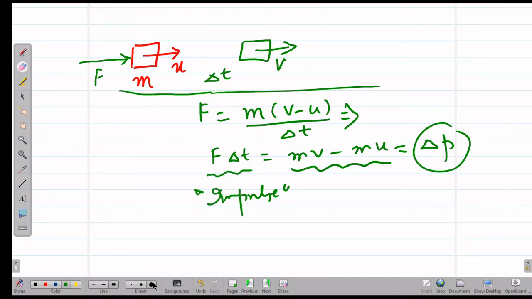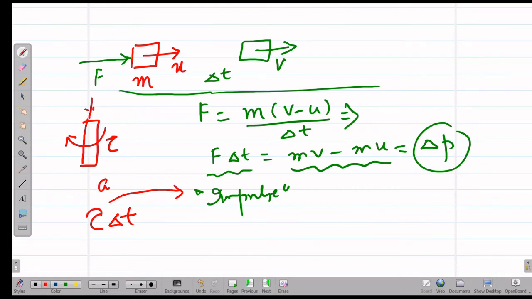Very similar to this, I have another situation: a body which is suspended. If a torque tau is acting on this body, and if this torque acts for a time delta t, tau into delta t is also called impulse, but now it is called angular impulse. And this angular impulse is equal to change of angular momentum, not linear momentum. So the change of angular momentum would be I into omega 2, where omega 2 is the final angular velocity, minus I into omega 1, where omega 1 is the initial angular velocity.